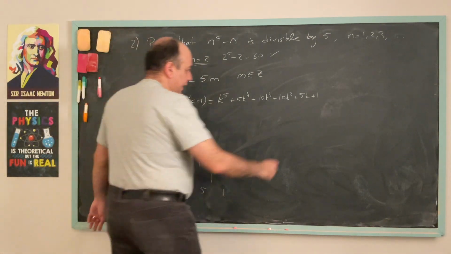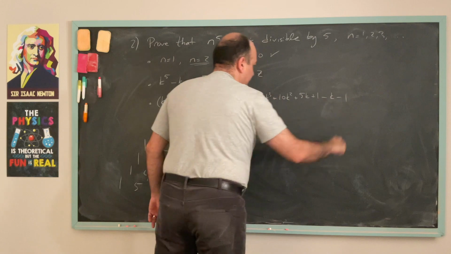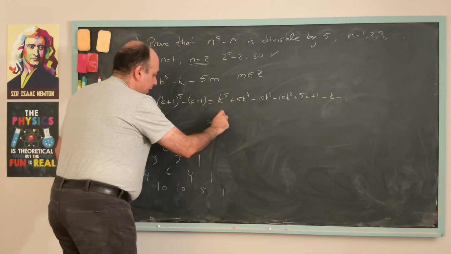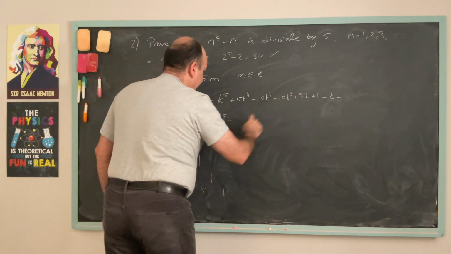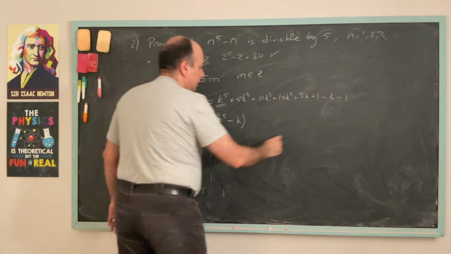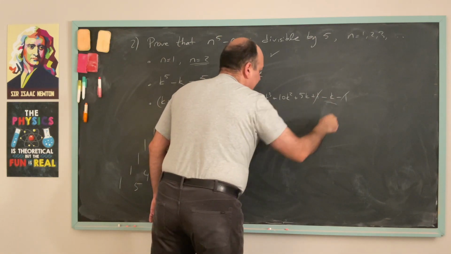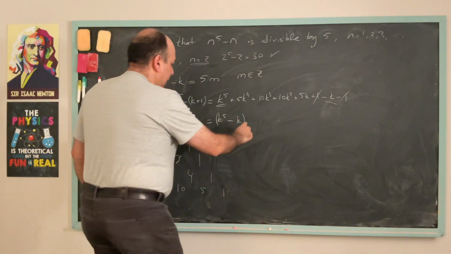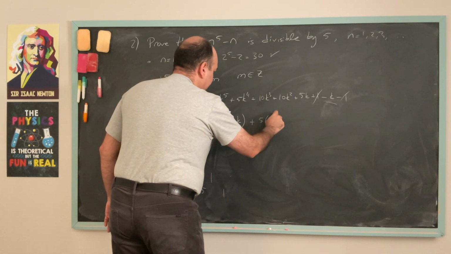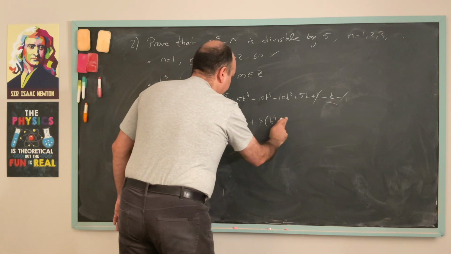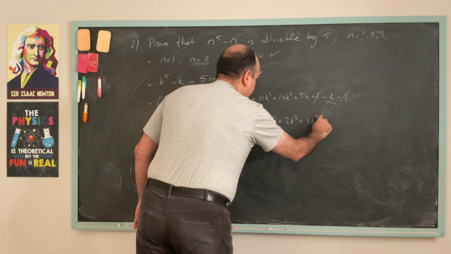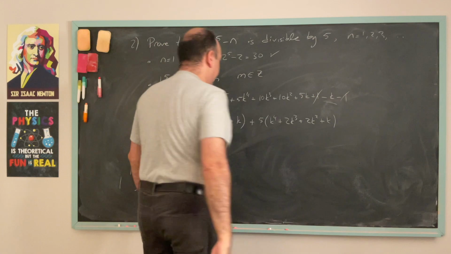Then I have minus k minus 1. Good. So this is equal to k to the fifth minus k. I have that term. So I got this one and this one. So 1 cancels that one. This is good. And then plus 5 parentheses. I have k to the fourth plus 2k cubed plus 2k squared plus k.